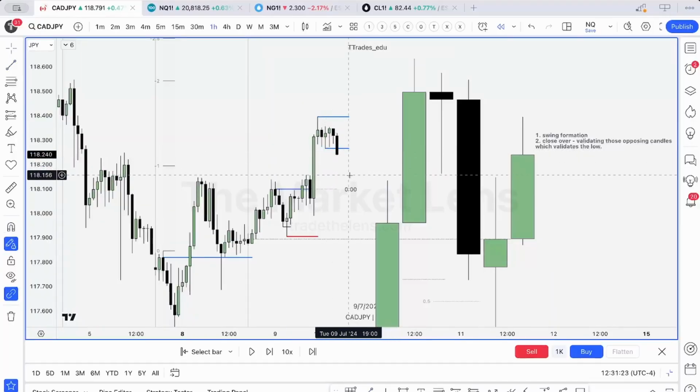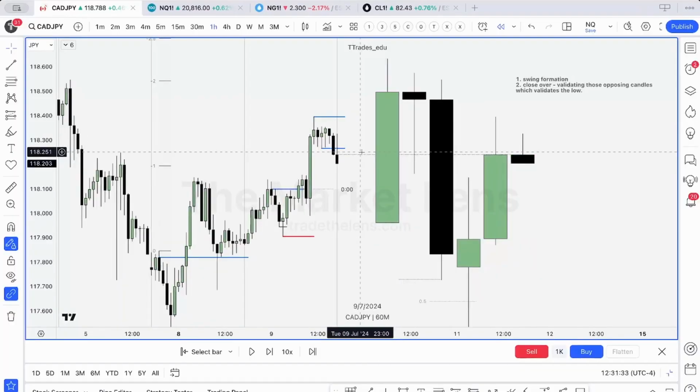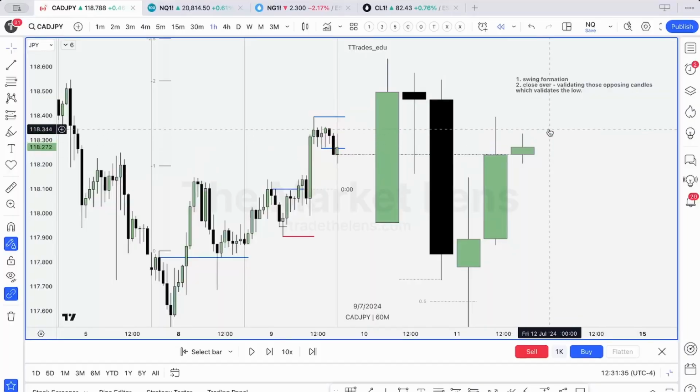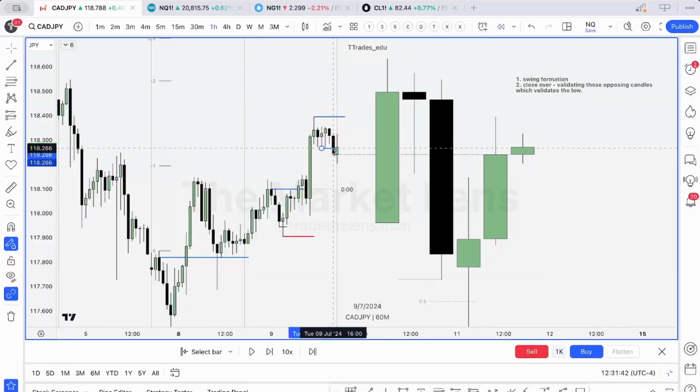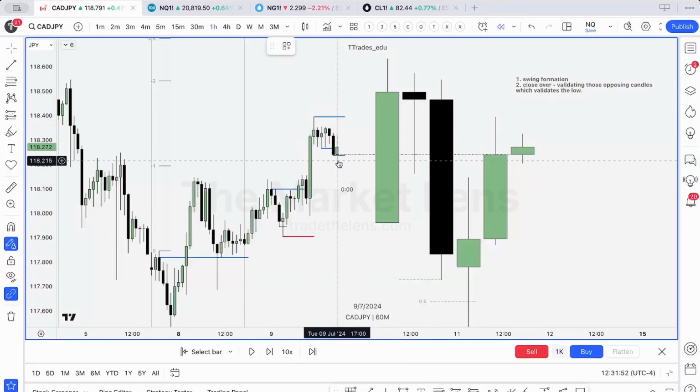Now, if we're going to form another one of these lows, what is the pattern? I want to see a swing formation and then a close over. So do we get a swing formation? Now you see, this is what I want to see in the individual candle, right? So right here, we open that new candle, we sweep out this low. So that is our first step. We have a candle 2 closure here, but this low is not technically validated until when? Until we close over these opposing candles, right?